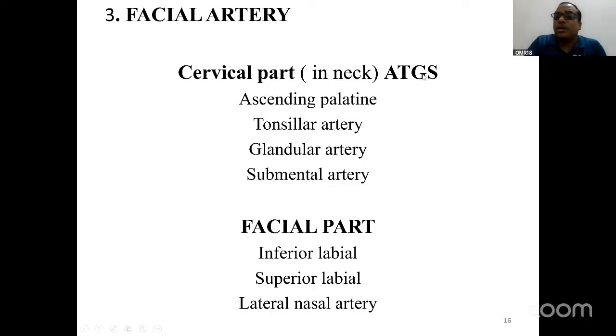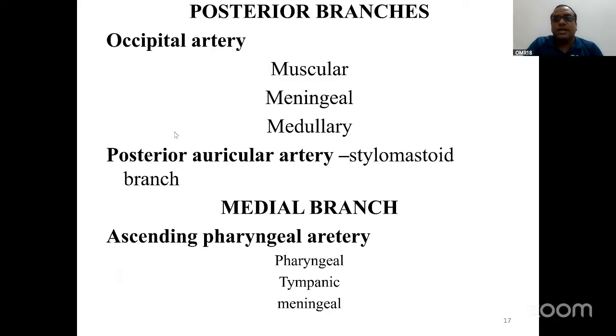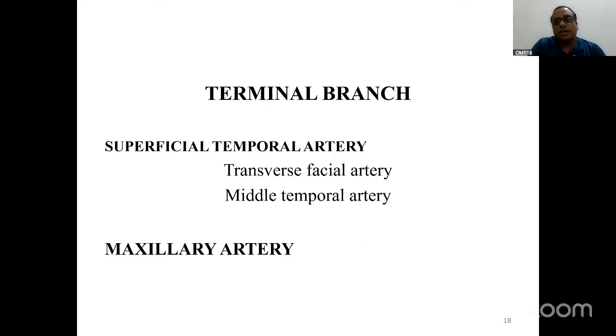The cervical part you can remember with a mnemonic: ATGS, ATGS. Facial part: inferior labial, superior labial, lateral nasal. When we study the facial artery in our first chapter, this will be very useful. These are the seven arteries. Then for the other arteries, you should know the names. The posterior branches: the occipital artery has three sub branches, and the posterior auricular artery has one. The medial artery, the ascending pharyngeal artery, has three. So take a screenshot; these things you have to write down. This all starts from the arch of aorta, and you have to write it like a flow chart and learn them in order.